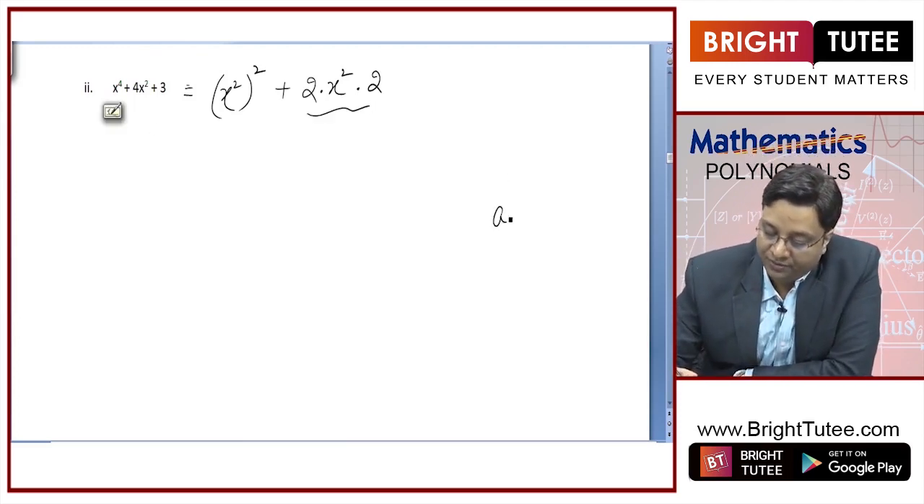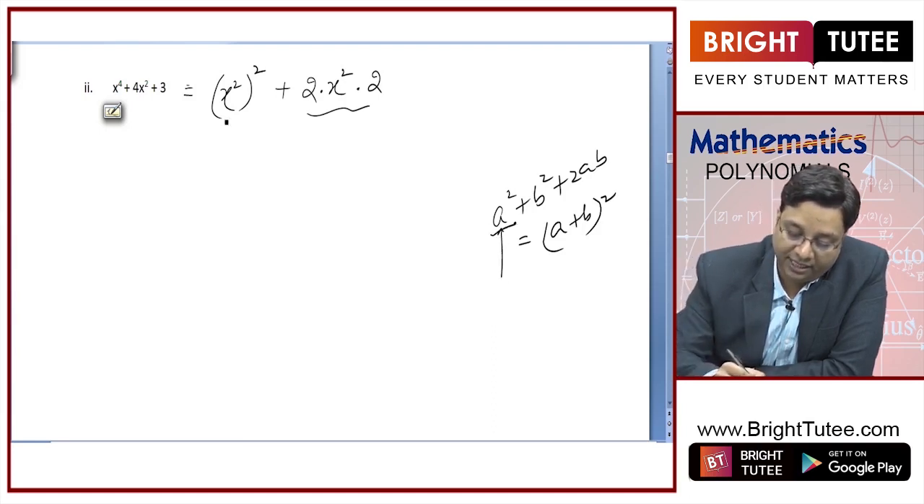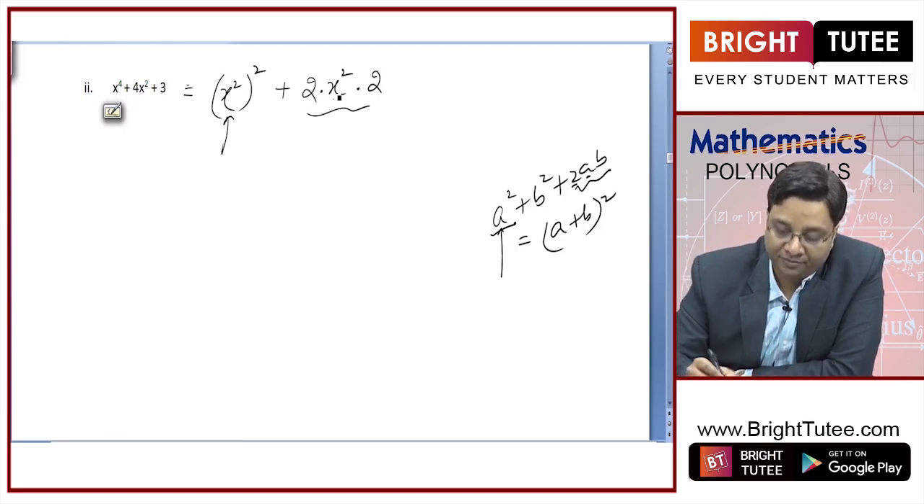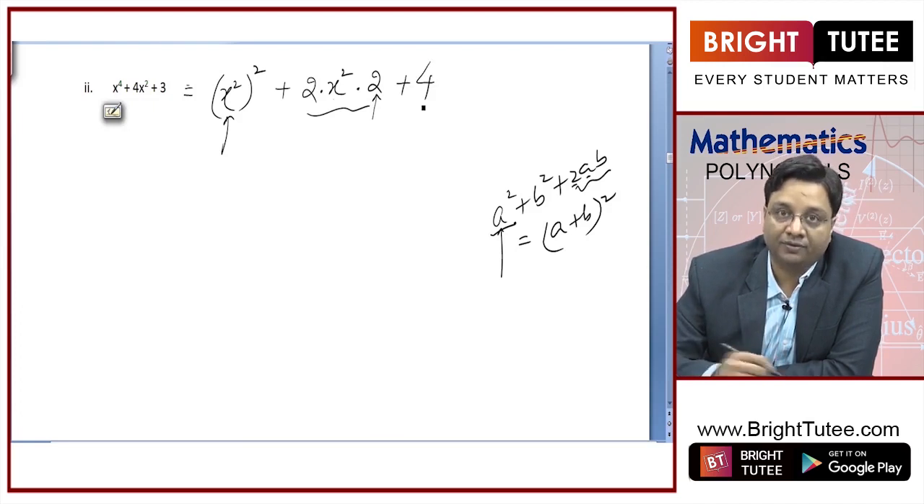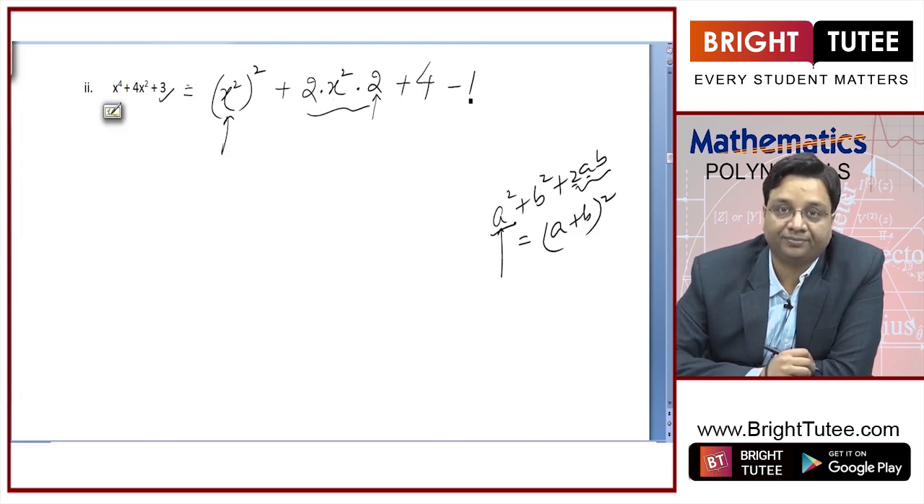Because I know that a square plus b square plus 2ab is equal to (a plus b) whole square. Now I have got something squared, a squared, (x square) squared. So here I will have 2ab, so 2 into x square I can write here, and then this will act as b. So what I need here to make it a perfect square is 4, which is 2 squared, okay. But I have got 3 here, so I will subtract 1.